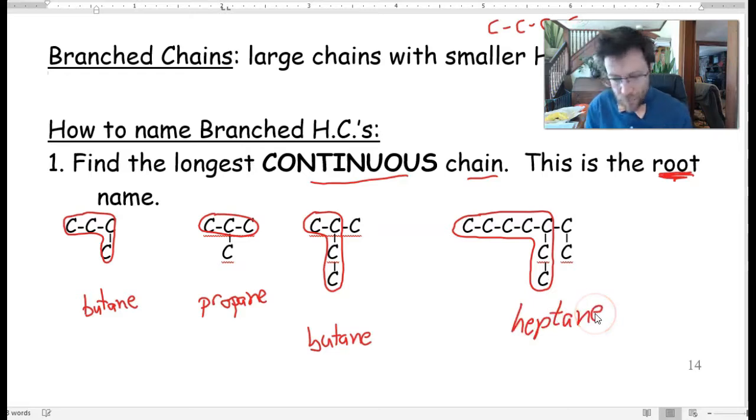Okay, so those are the base names. And for this one, it looks like we might be done, but this one and this one are going to have extra. So, there. That's the root.